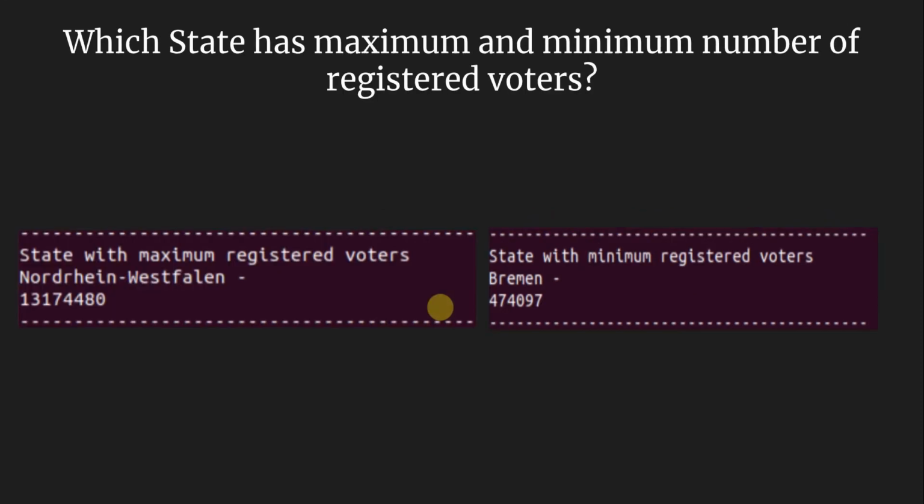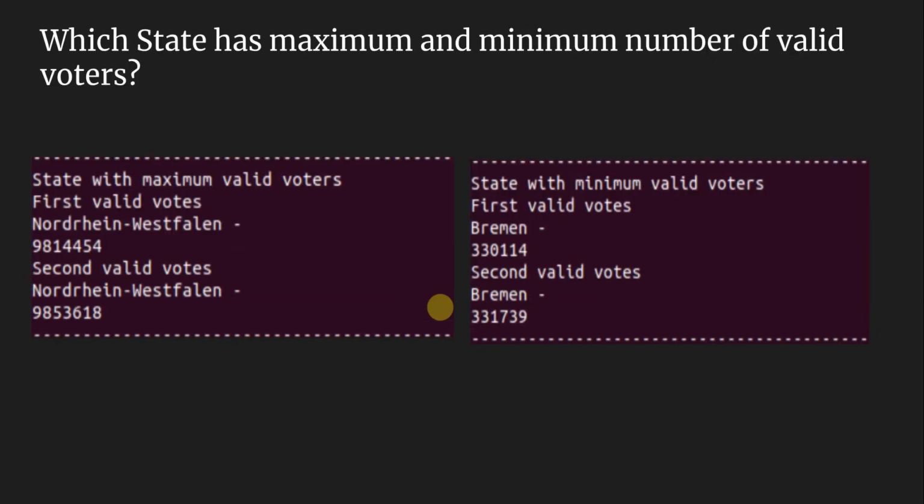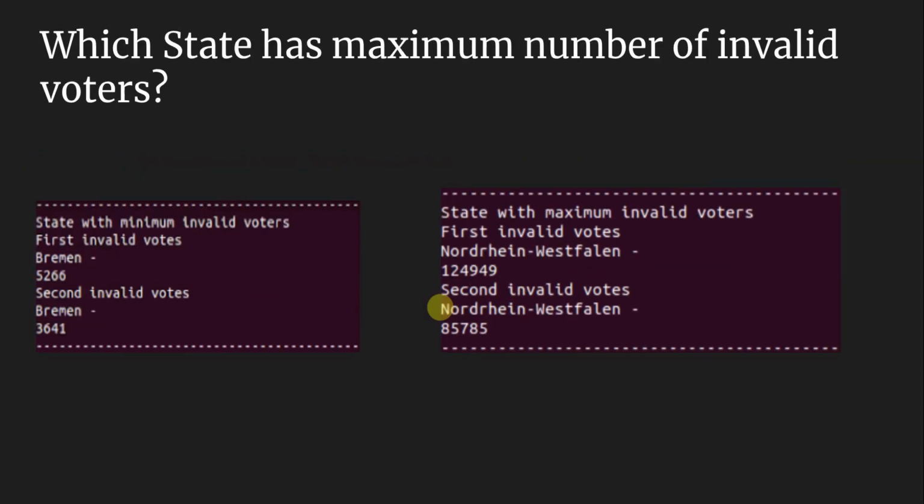Here is the maximum and minimum of registered voters. Maximum registered voters by Nordrhein-Westfalen and minimum by Bremen, similar to the previous one. And here are the maximum valid votes and minimum valid votes. We have taken first valid votes and second valid votes separately here. And here is the maximum of invalid votes.